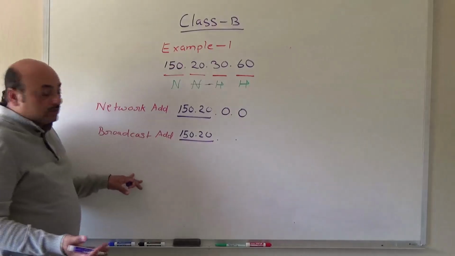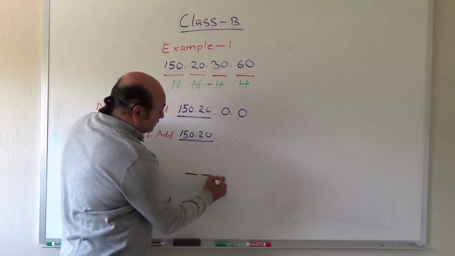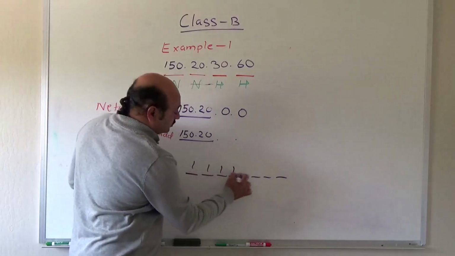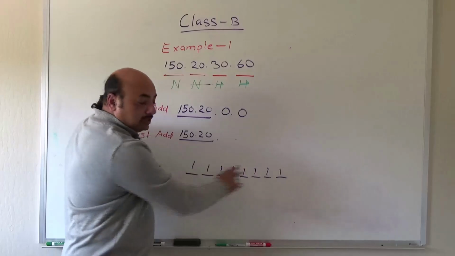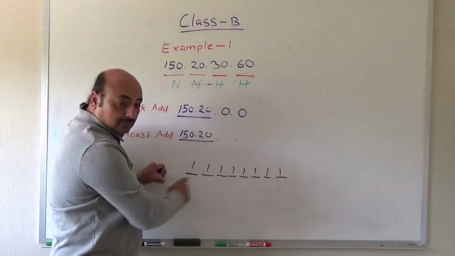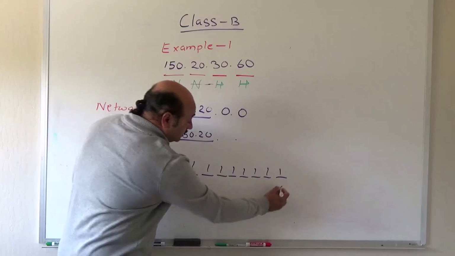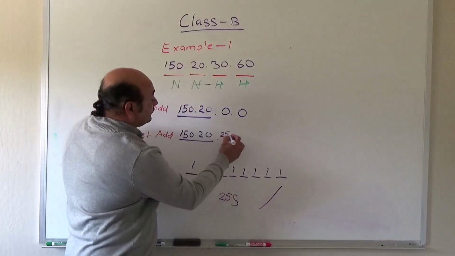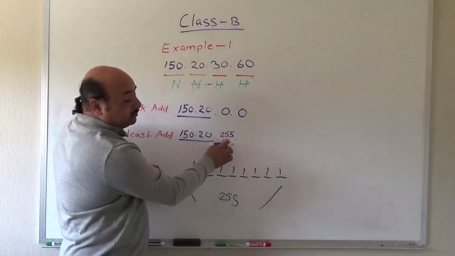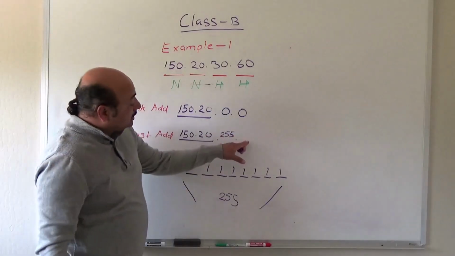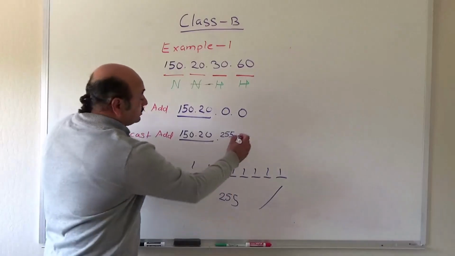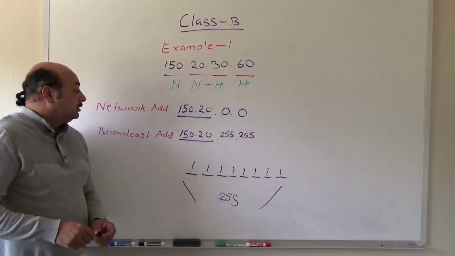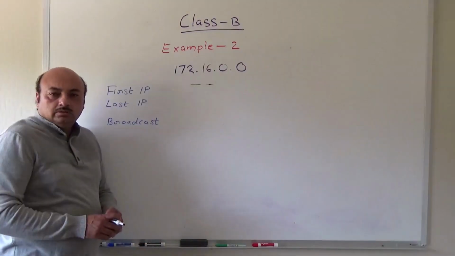When you take the 8 bits, all ones, all the 8 bits are set to binary 1, that results in decimal 255. So this becomes 255, all ones for this byte is equivalent to decimal 255, and similarly all ones for the fourth byte is 255. So that's the first example of a Class B network.